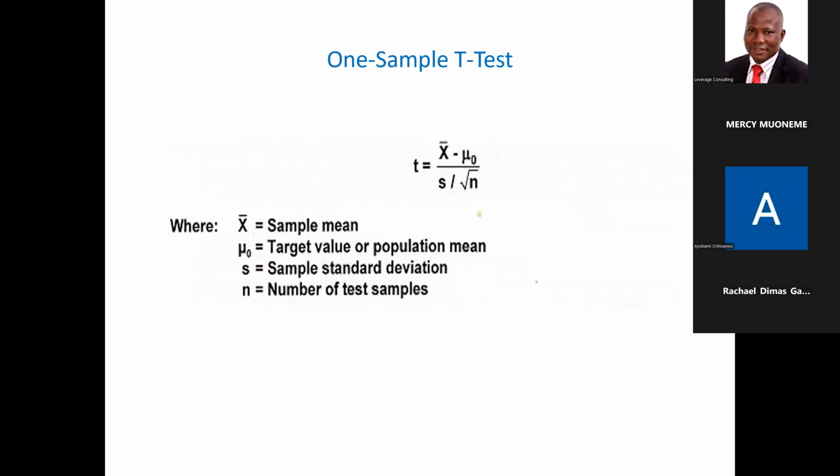Raise your hand or chat. One sample t-test. Use the formula: t equals x bar minus mu over standard error. And you know standard error is standard deviation over square root of sample size. So x bar is the sample mean, mu 0 is the target value of the population mean, s is the sample standard deviation, and n is the number of test samples.